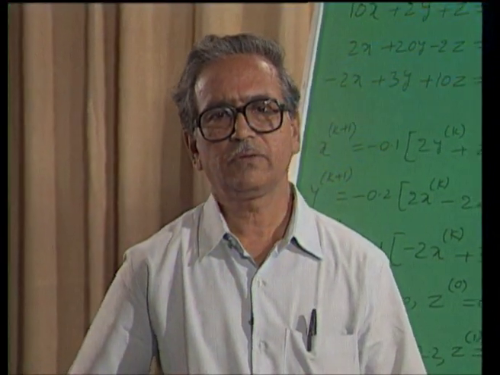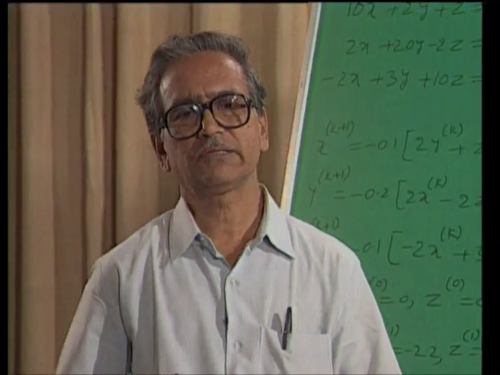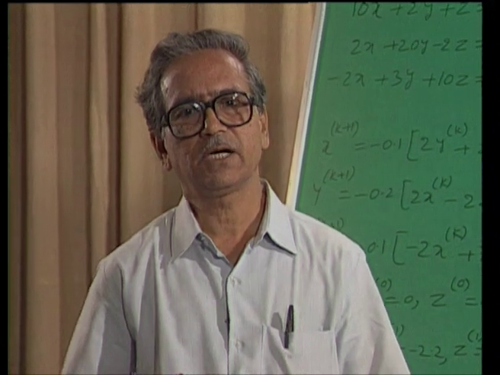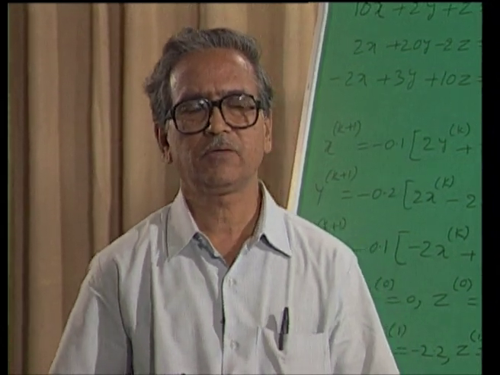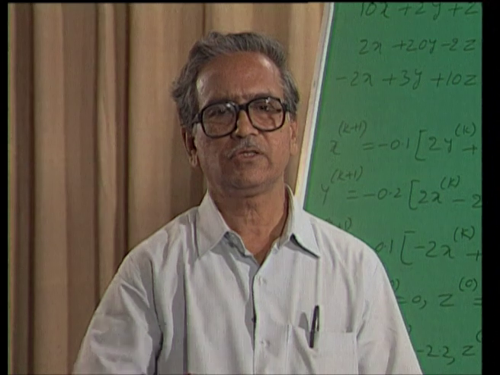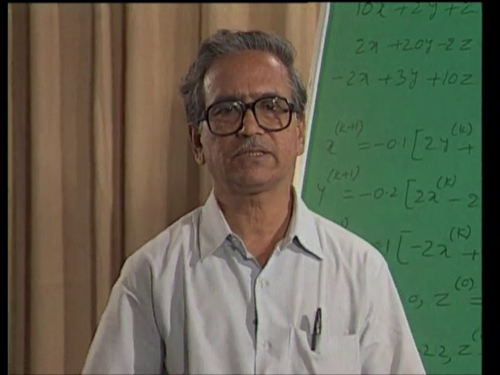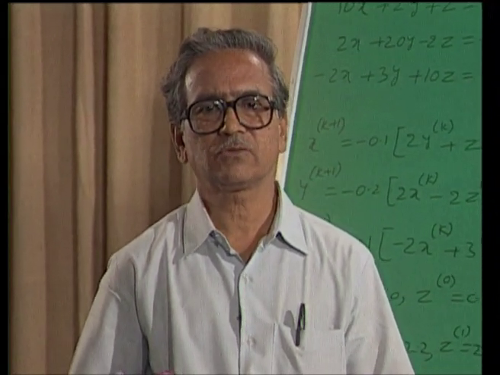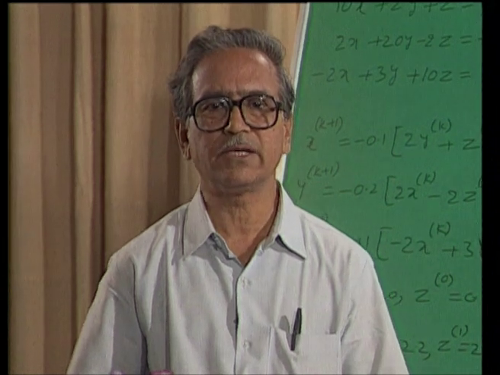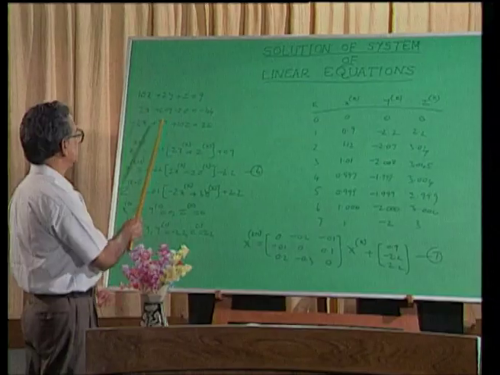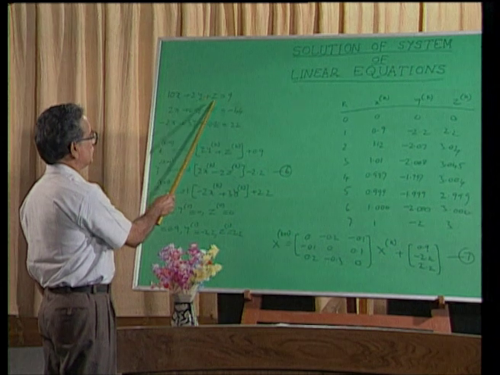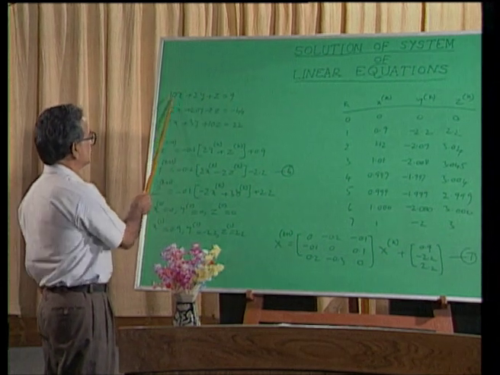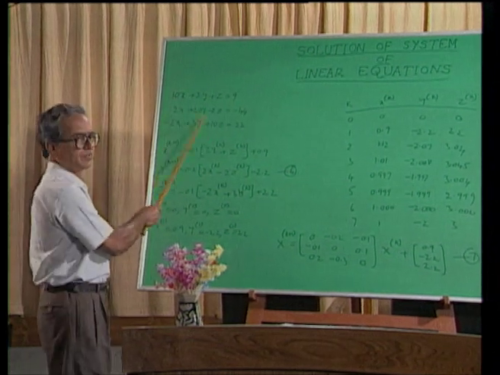As an example, let us consider the same example which was considered in the Gauss-Jordan method. Now, before starting the iteration procedure, we must write the given equations in such a fashion that the system coefficient matrix has diagonal dominance. So, the rearranged system of equations are like this: 10x plus 2y plus z is equal to 9, etc., so that you can see the diagonal dominance is there.